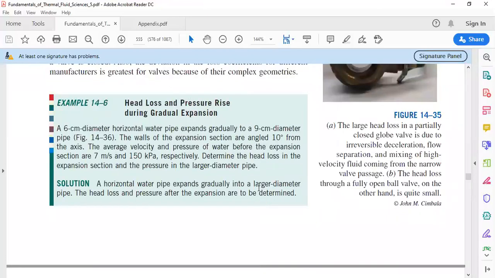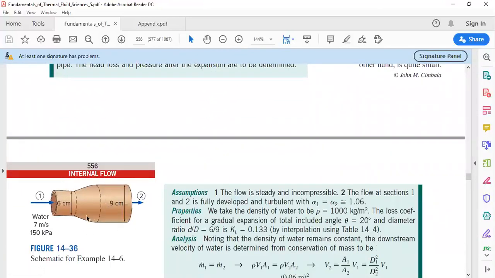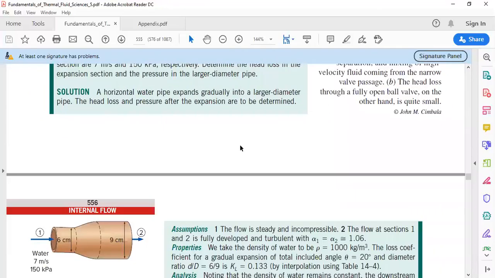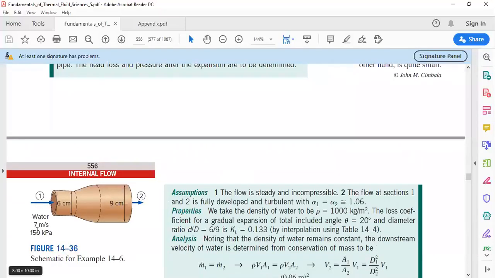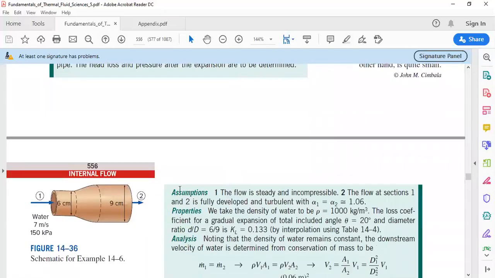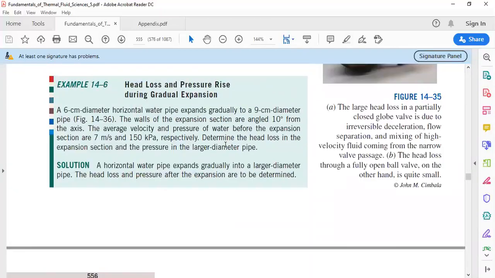Okay, example 14.6. It tells us that there's a gradual expansion. So it's a component; there are no major losses, it's mainly minor losses. The expansion occurs from 6 centimeters to 9 centimeters, and it occurs gradually, so it's not a sudden expansion. The flowing fluid is water, flowing at an average velocity of 7 meters per second, and the pressure at section 1 is 150 kilopascal.